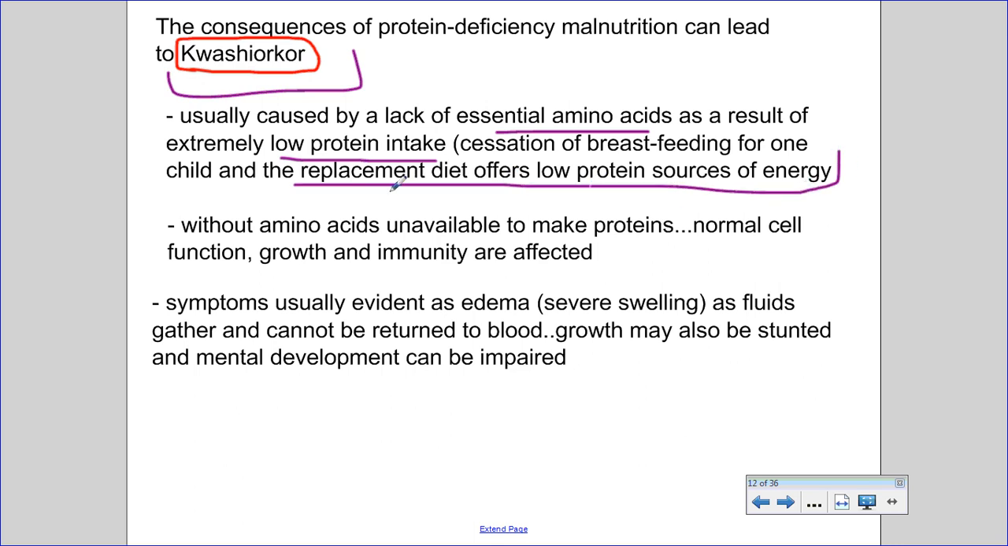So without amino acids available to make proteins, normal cell function, growth, and immunity are going to be affected. Remember, those amino acids go into building all of the proteins that our cells would use for various functions, and so without amino acids available, our cells aren't going to be able to function as they should. So symptoms of kwashiorkor will present themselves usually as edema, which is a severe form of swelling, as fluids gather and basically cannot be returned to the blood. And growth may also be stunted, and mental development can also be impaired as well.